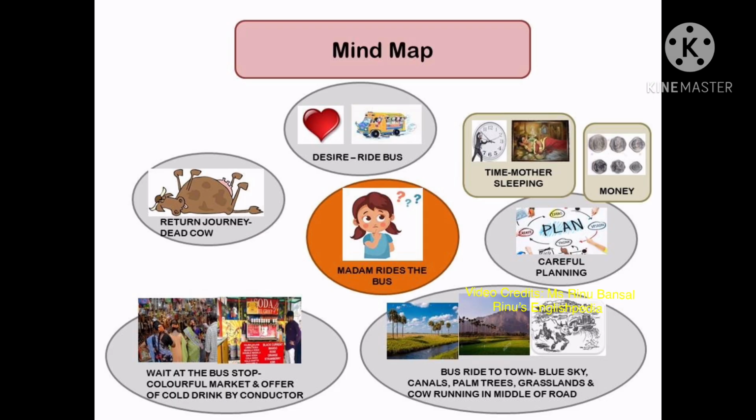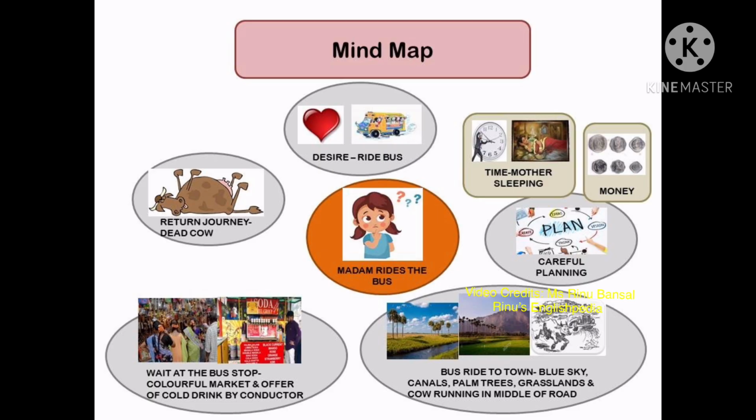I have taken the example of the chapter Madam Rides a Bus to explain how the mind map works. The important key points of the chapter along with pictures will help us to interpret the data. For example, Valiyamma had the desire to ride a bus. In order to do that, she had to do careful planning as regards to the time when she could go and the money that would be required.